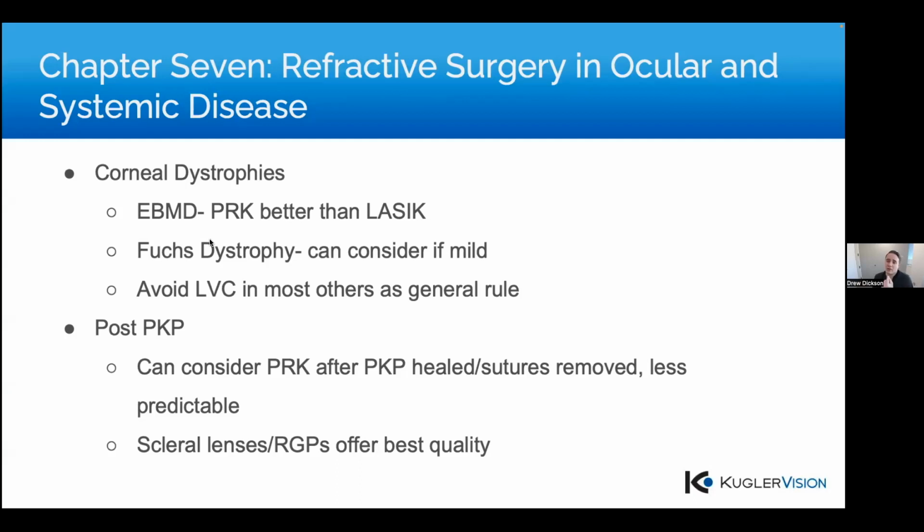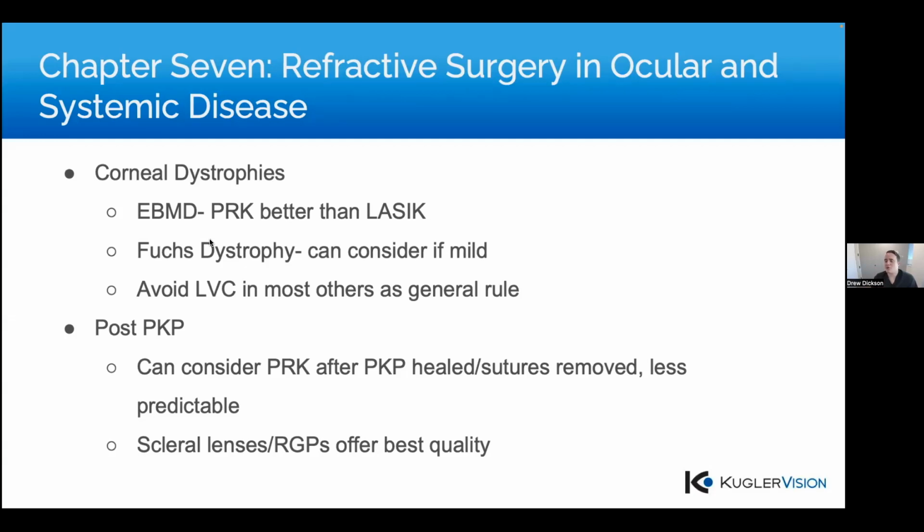There's thought that with LASIK, Fuchs dystrophy patients will have a harder time maintaining their flaps, because the initial mechanism to maintain the flap is actually the endothelial pump. And so if you have less endothelial cells doing their job, that negative pressure gradient from the pump can't hold the flap in place, and you can have issues. In other corneal dystrophies, as a general rule, laser vision correction is probably not for you.